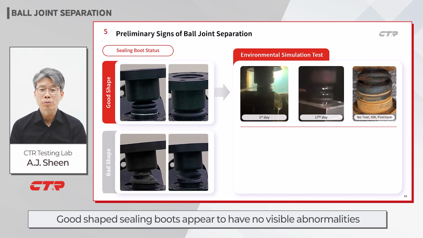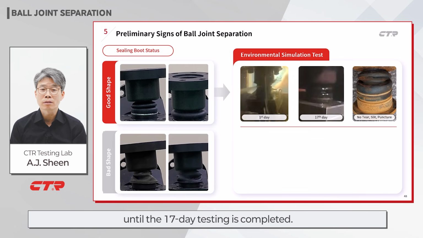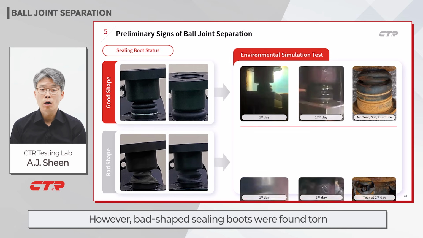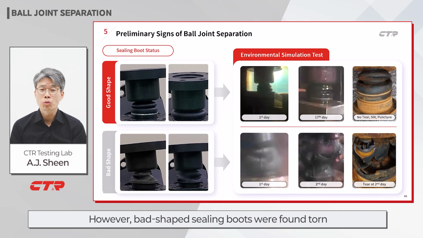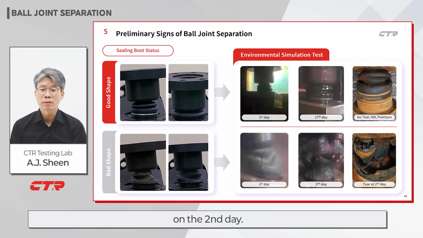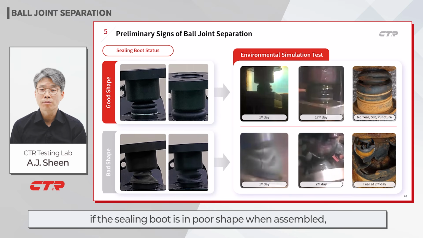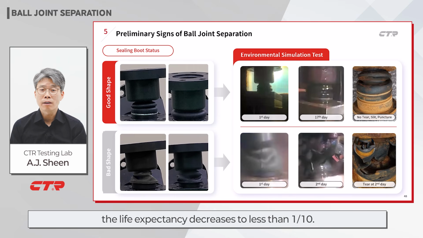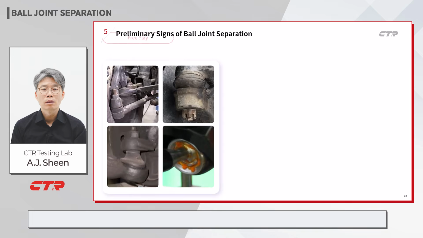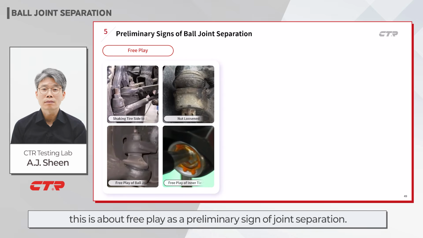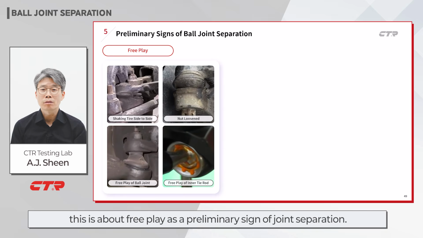Good-shaped sealing boots appear to have no visible abnormalities until the 17-day testing is completed. However, bad-shaped sealing boots were found torn on the second day. In other words, if the sealing boot is in poor shape when assembled, the life expectancy decreases to less than 1/10. Last but not least, this is about free play as a preliminary sign of a joint separation.